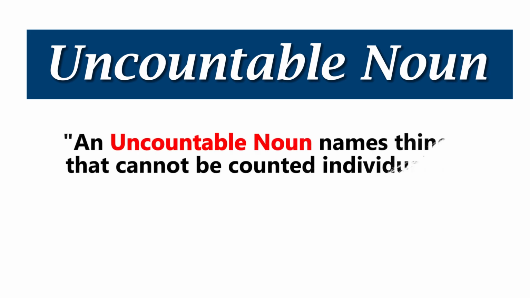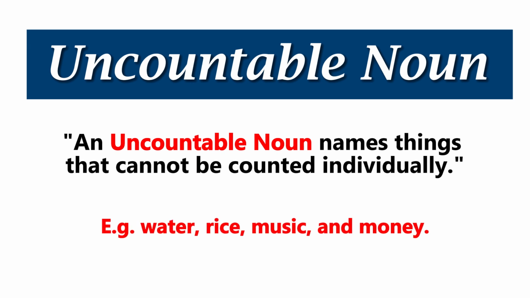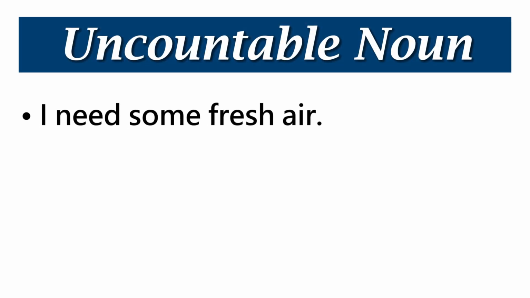Uncountable noun. An uncountable noun names things that cannot be counted individually. For example, water, rice, music, and money. I need some fresh air. In this sentence, the uncountable noun is air because you cannot count air as individual units.